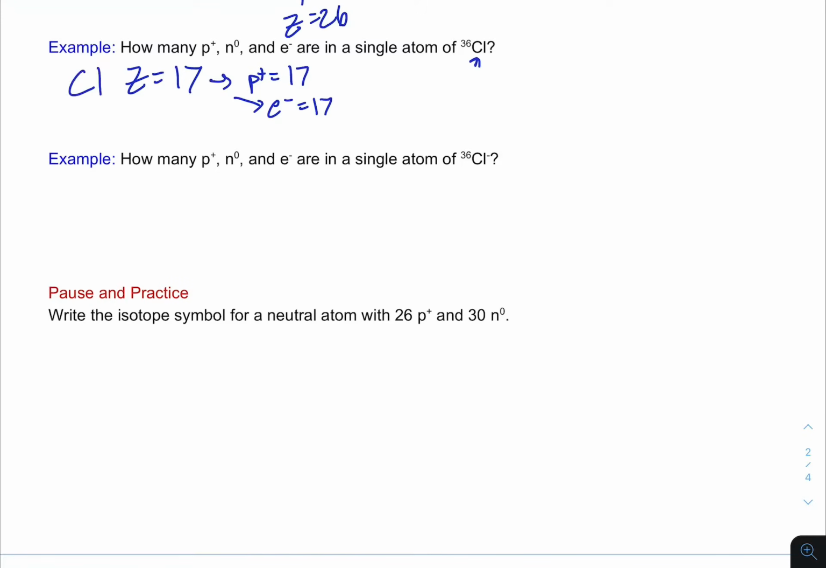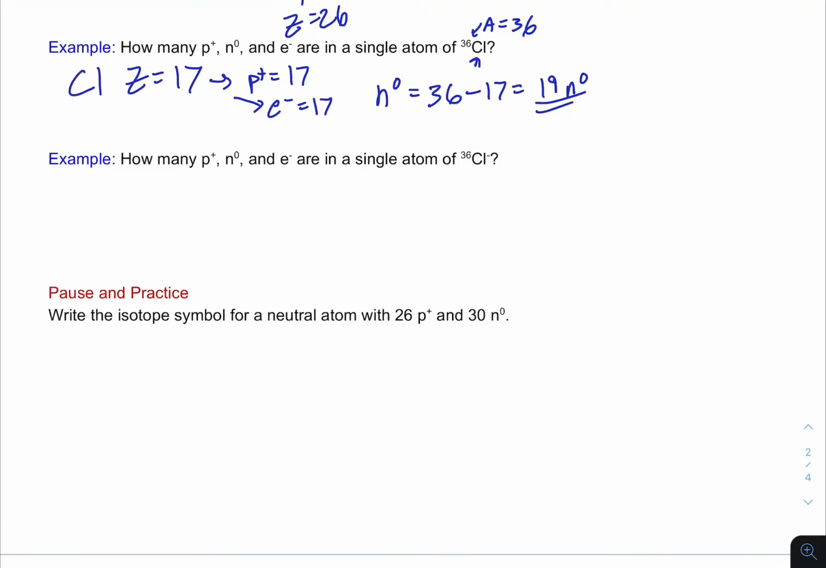Our charge is 0. Then for us to find the number of neutrons, we know that our atomic mass number is 36. So we're going to take the total mass, which is contributed by our protons and neutrons, and subtract how many protons we have. That's going to leave us with 19 neutrons that contribute to our mass. So we were able to identify the number of protons, neutrons, and electrons in this specific atom of an isotope of chlorine.